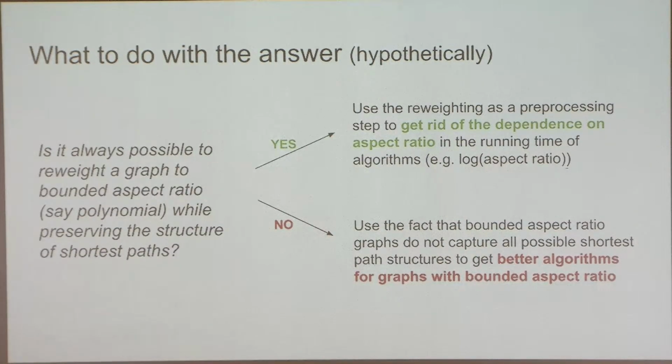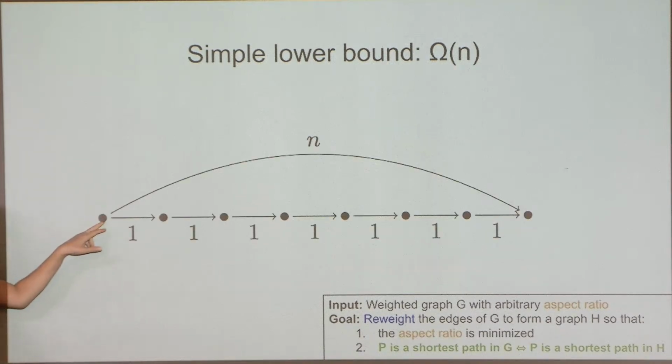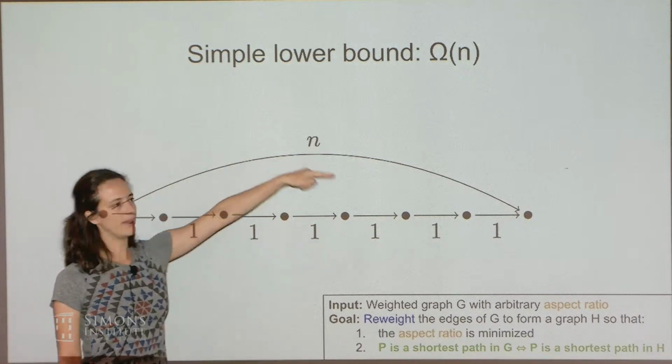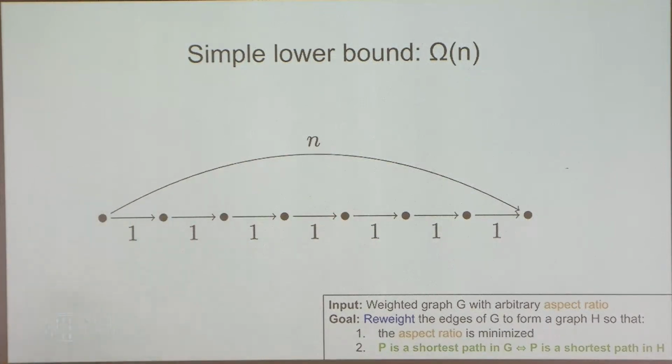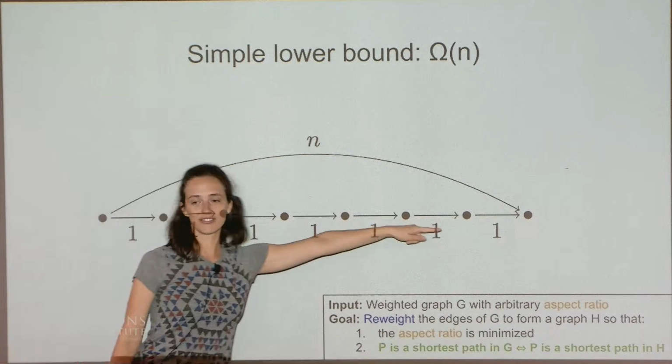Okay. So let me first tell you, to get calibrated to the results we might expect for this problem, a simple lower bound of omega n. That is to say, we can't hope to get anything better than omega n aspect ratio. And here's the lower bound. It looks like this. You have a graph that's just a path on n vertices and n minus 1 edges of weight 1. And then you have this one big edge going over the top of weight n. And the point is that in this graph, you'll notice that the shortest path from the beginning to the end goes like this through all of these edges.